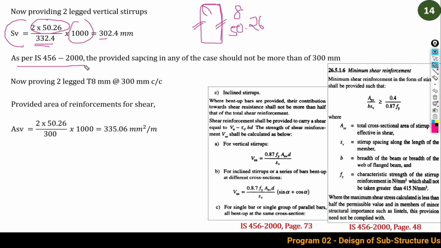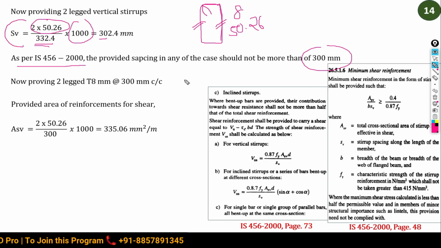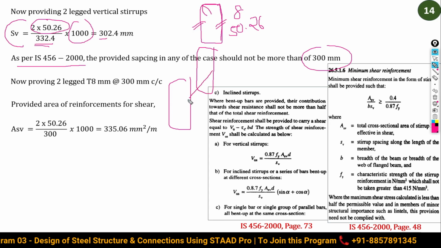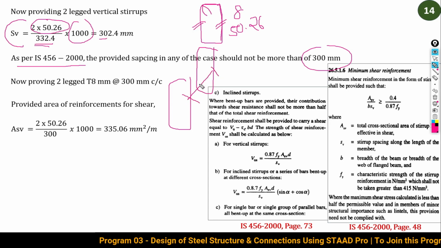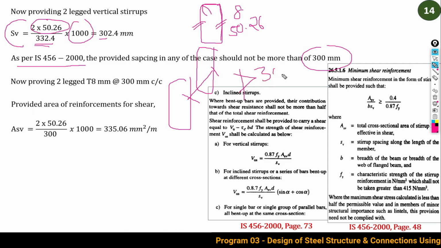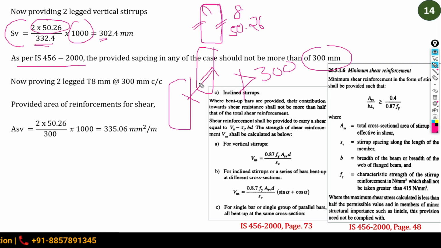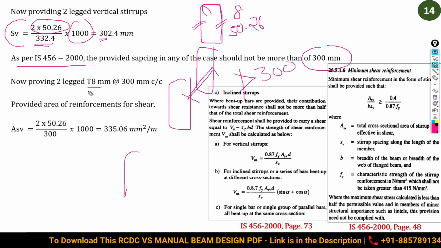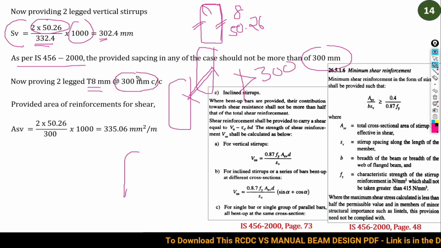But as per IS 456/2000, the provided spacing in any case should not be more than 300. Suppose this is one shear reinforcement and this is another shear reinforcement. The spacing between these two should not be more than 300 in any case. By the calculation we are getting this value as 302, so you are allowed to provide 300 maximum. So we need to close the shear reinforcement spacing to at least 300. So now providing two legged 8 mm diameter bar at a spacing of 300 mm center to center.